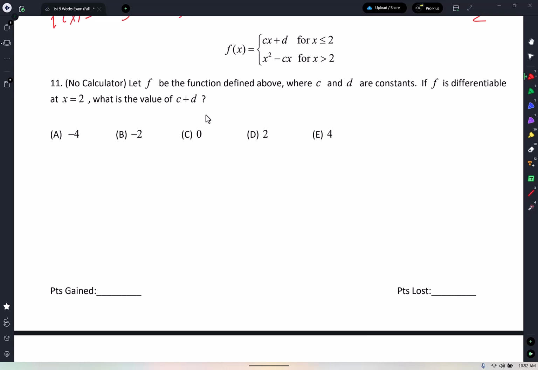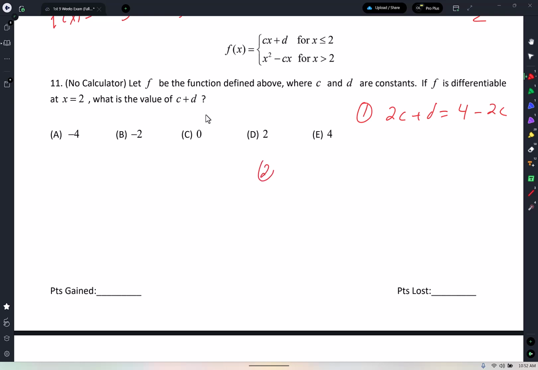Continuous at 2. So equation number 1, 2c plus d equals, plug in a 2, 2 squared is 4, 4 minus 2c. That's equation number 1. Yay or nay?